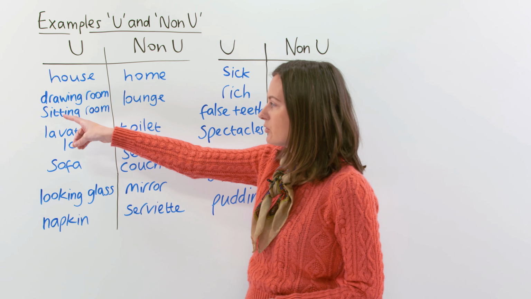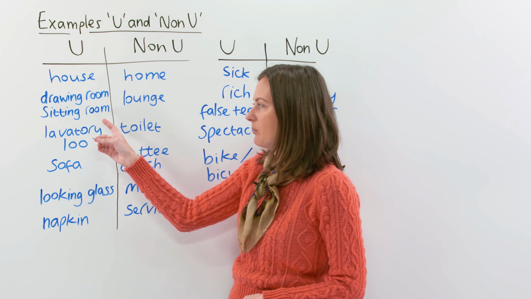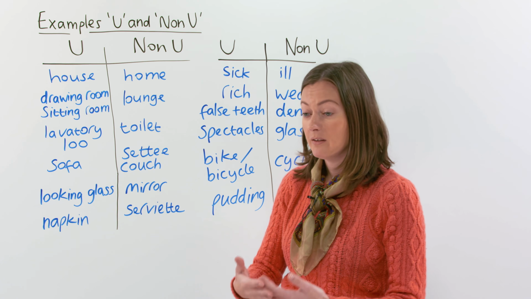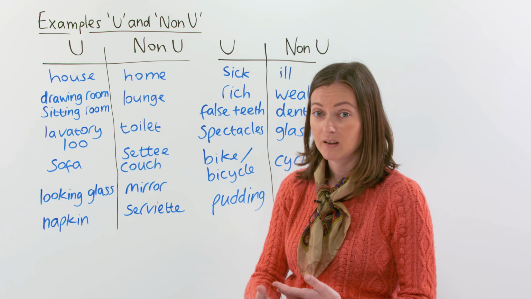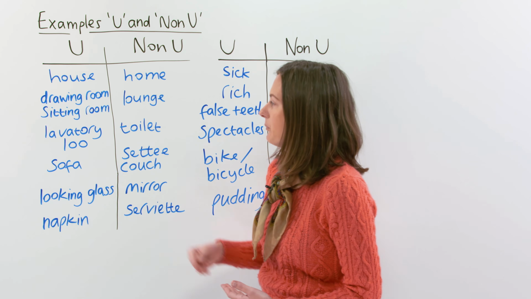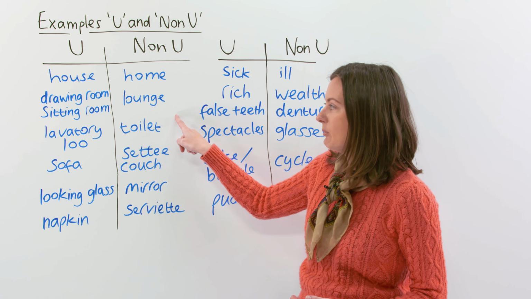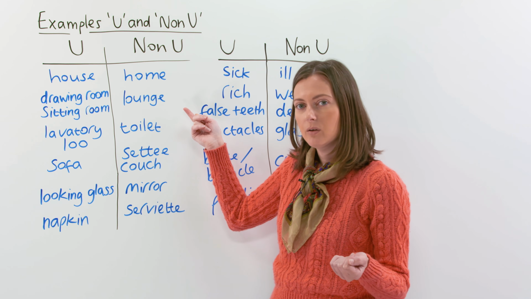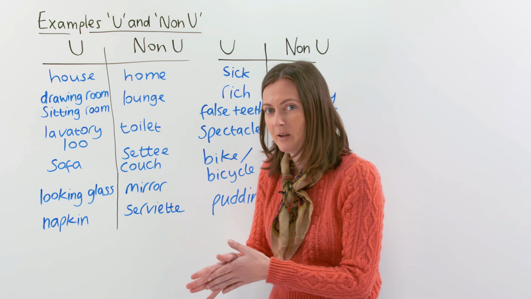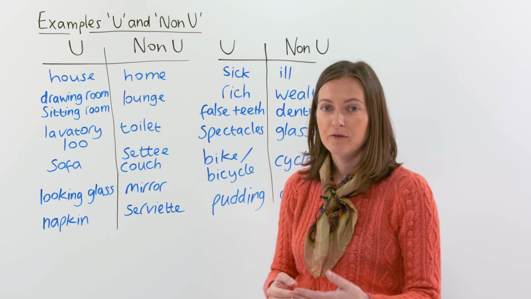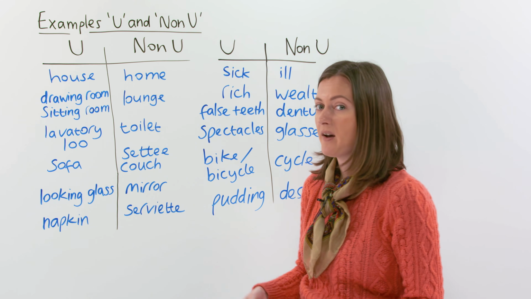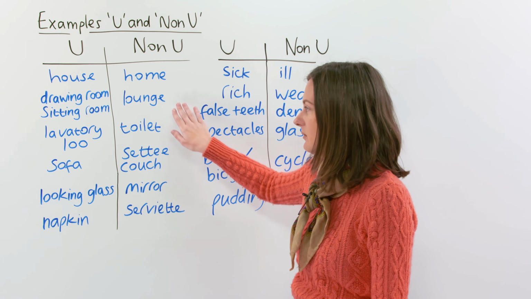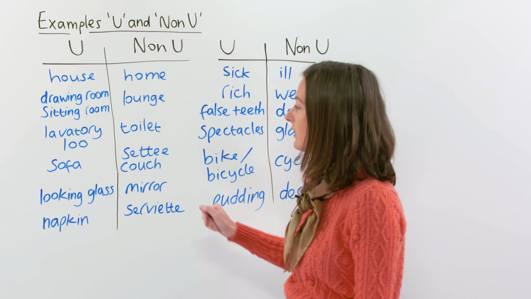Next we have drawing room and sitting room. These are the room in your house where you entertain people when they come to visit. The non-upper class people would say lounge. And if we remember that the non-upper class people like words that have the French origin or sound more refined, because lounge comes from French, this is why it's attractive for them to use.